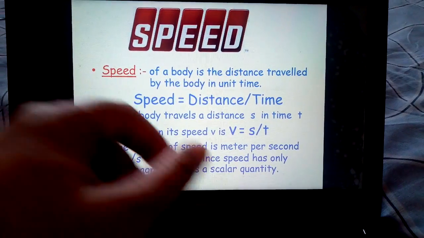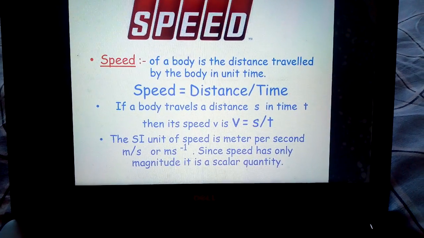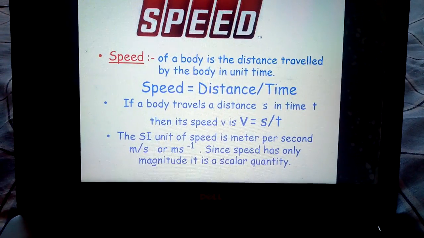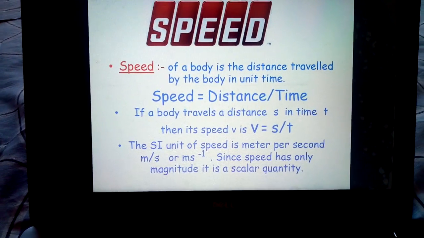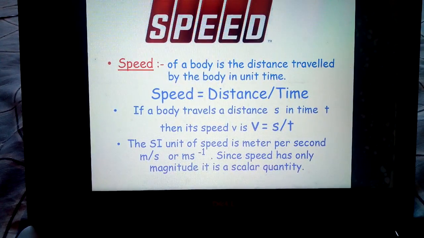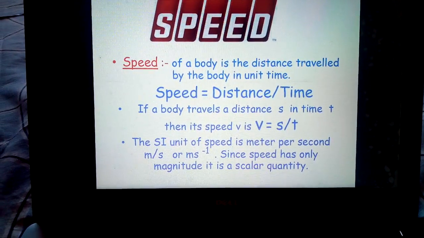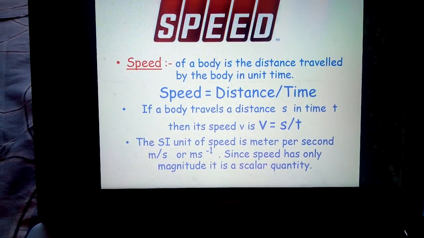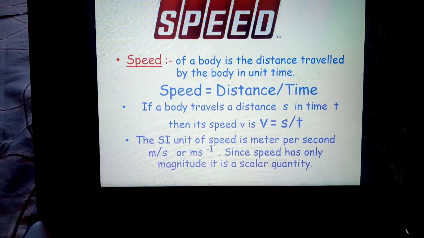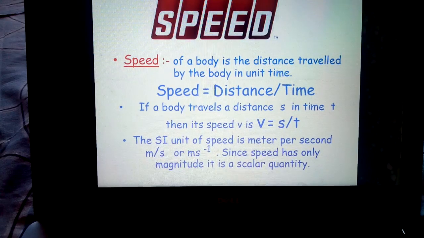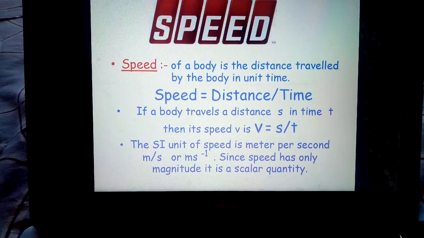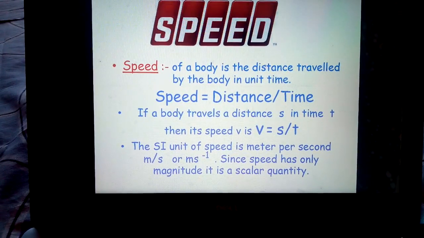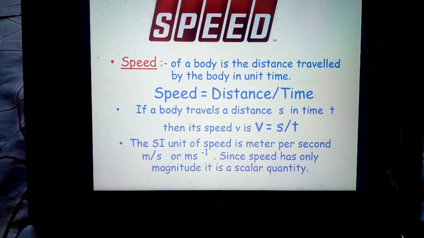Next, when we talk about motion, we have discussed distance as well as displacement. Now come to the next term related to motion, that is speed. Speed of a body is the distance traveled by the body in unit time. Speed is calculated as distance upon time. If a body travels a distance s in time t, then its speed is v, and it can be calculated as v = s divided by t.